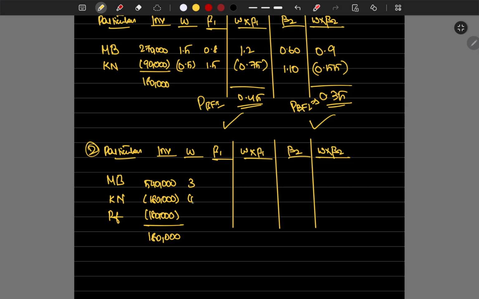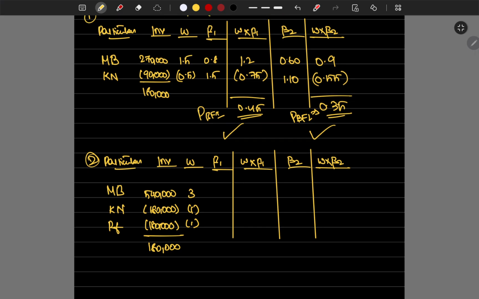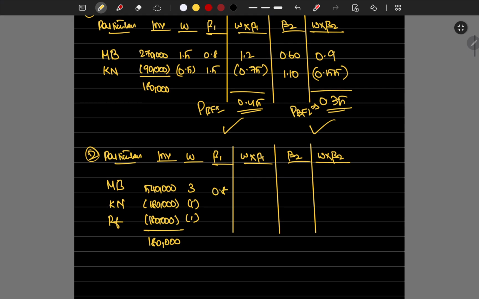For the 1,80,000 short position, the weight is minus 1, and for the risk-free borrowing, minus 1 as well, which comes to 1 in total. Okay, how much is the beta? Same: 0.8 and 1.5. The risk-free security beta is 0.